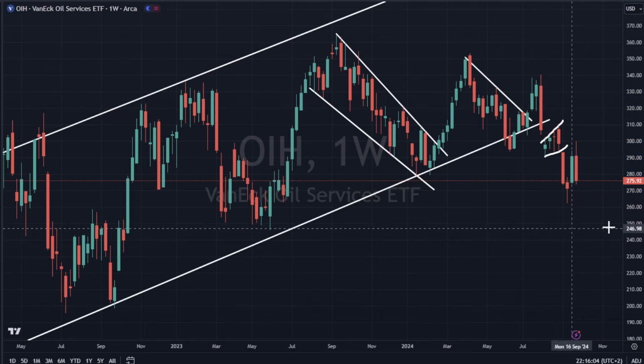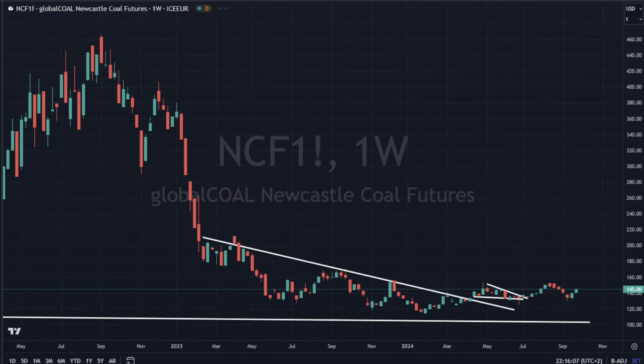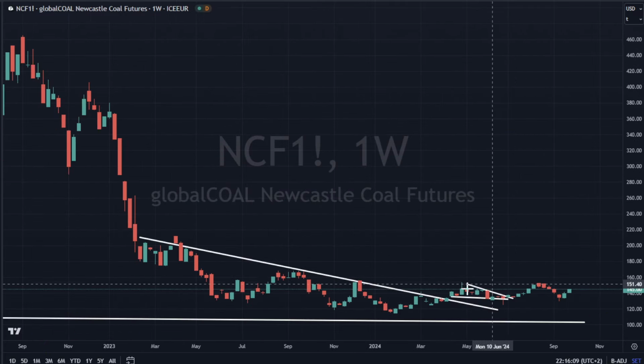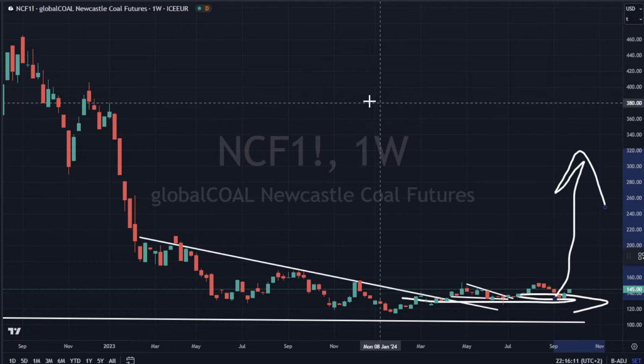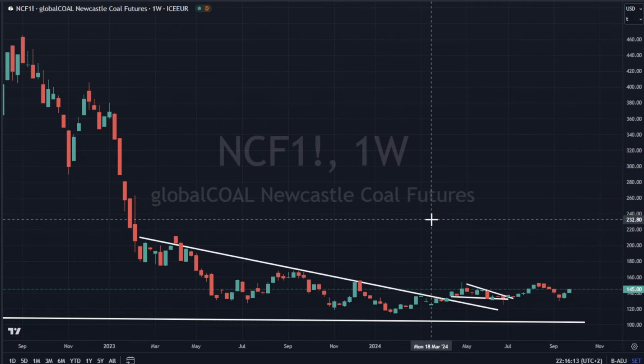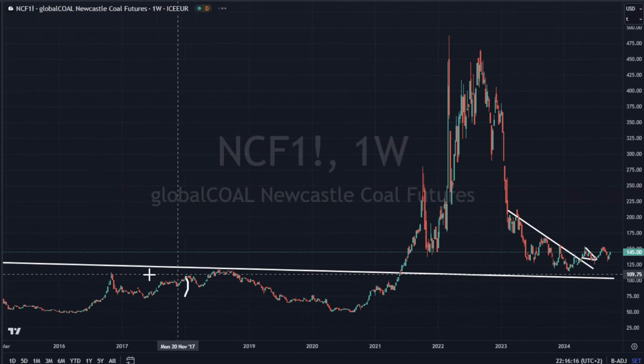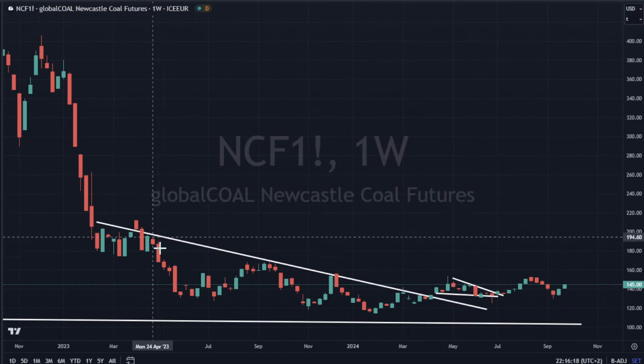Very possible. We've got Newcastle coal futures up 0.42%, looking good. Sideways to higher is what I think is going to happen with coal. We're sitting above support, this long-term support level, and it looks like we're bottoming.